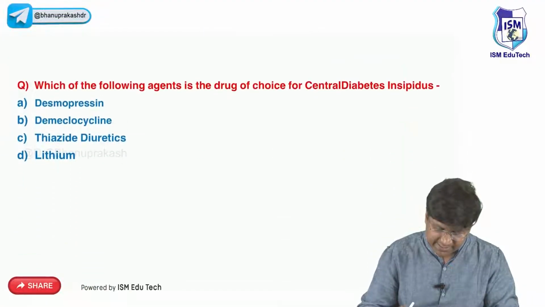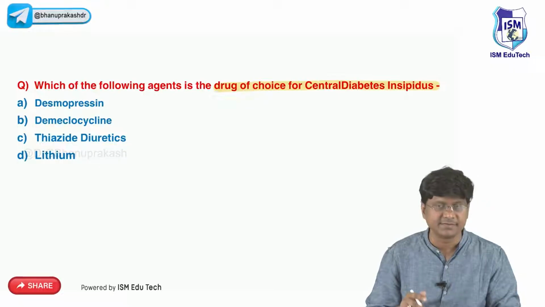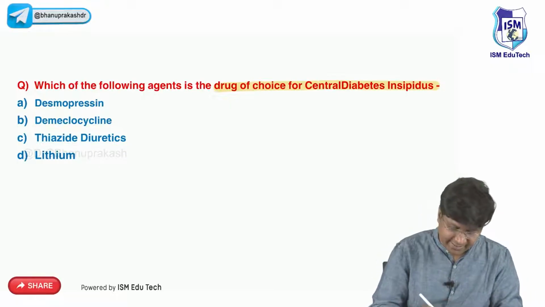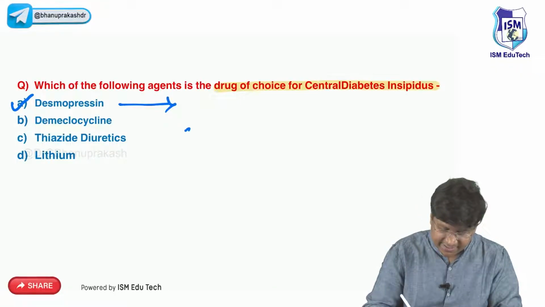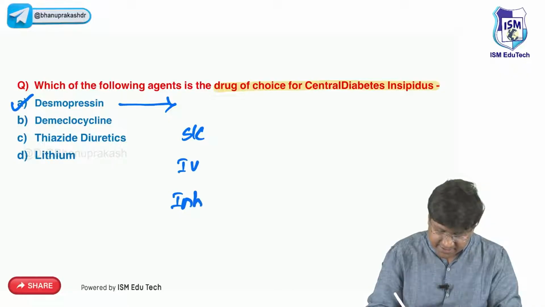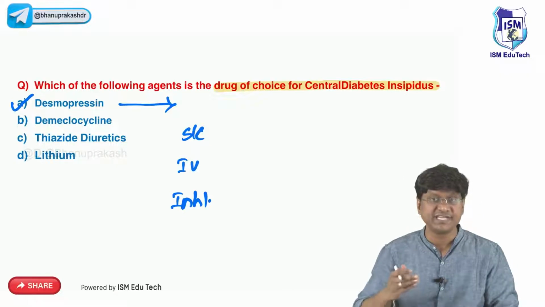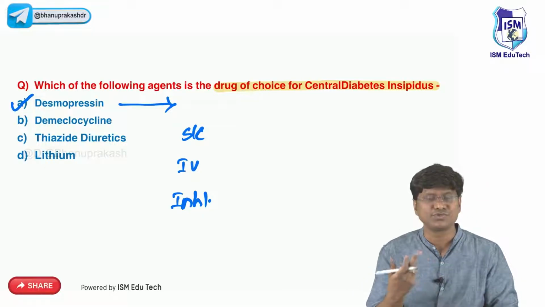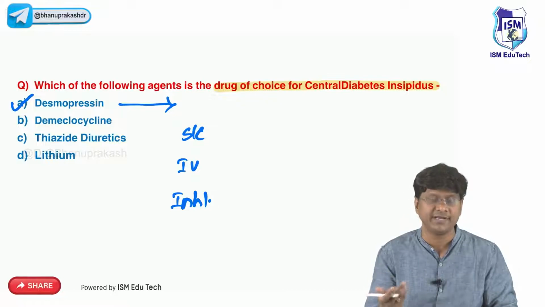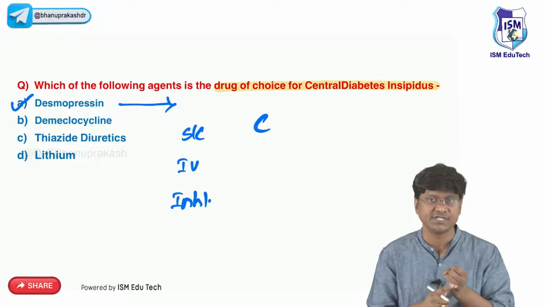Now, what is the drug of choice for central diabetes insipidus? This is one of the PYQs. The drug of choice is desmopressin. Desmopressin can be administered subcutaneously, intravenously, or through the inhalational route. Now, there are certain drugs which can enhance the action of antidiuretic hormone. What are those drugs? That includes chlorpropamide, which is a first generation sulfonylurea.